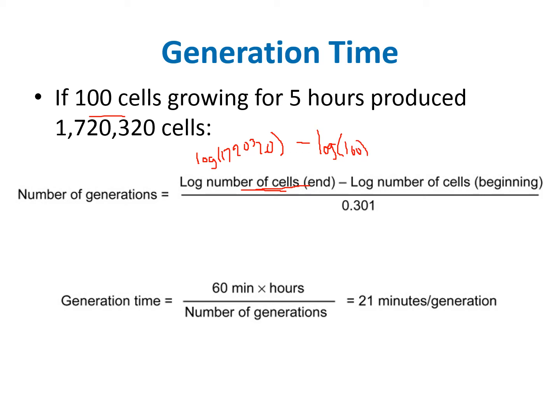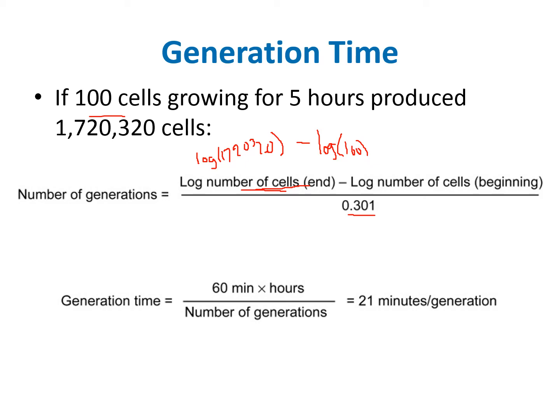After we subtract those two numbers, we're going to divide by 0.301. And this number, the 0.301, will always be the same. It's tied to that original equation that we were using, where we were calculating the number of cells if we knew the number of generations. Okay, so if you back calculate, you'll get this 0.301. So that's the first part. If we do this equation successfully, we'll get the number of generations.